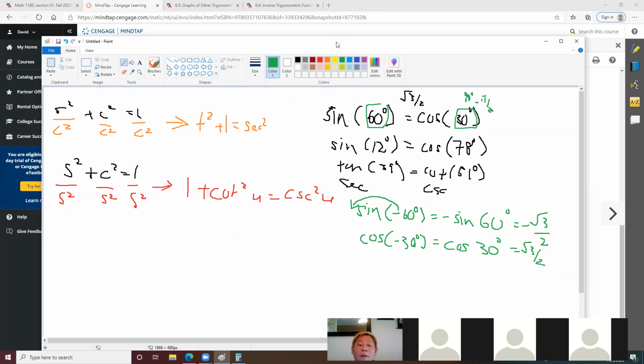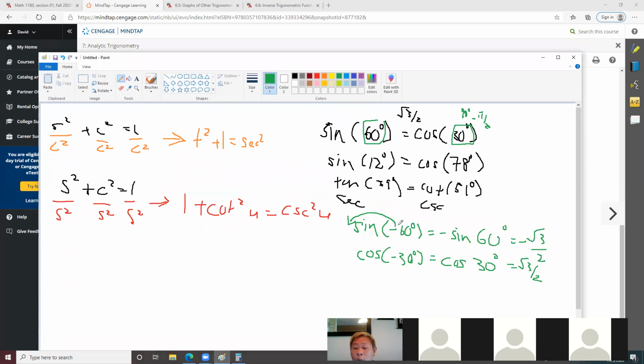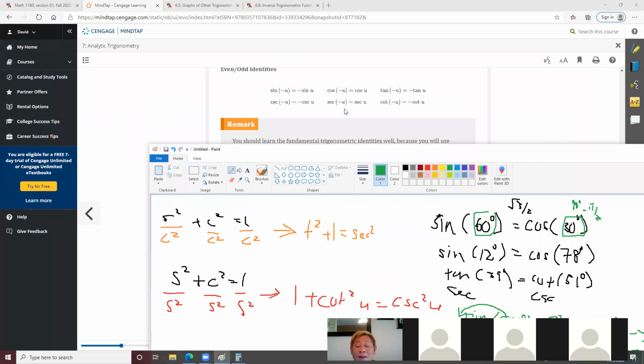So these even and odd function identities that we have here are used a lot when your angle is negative. So for cosine and secant, the negative will become positive. For the rest of them, the negative will be pulled up front. So that is the meaning of the even and odd identities that we have here. You got okay here?